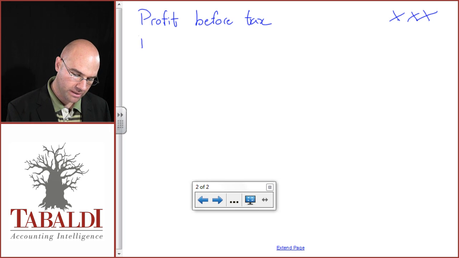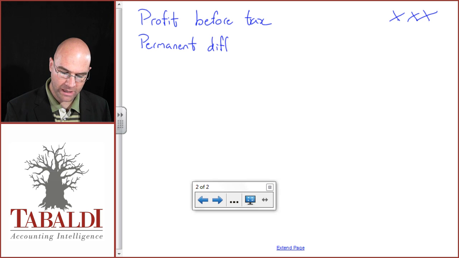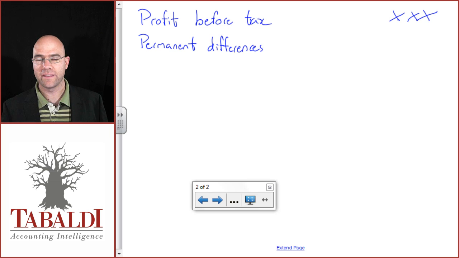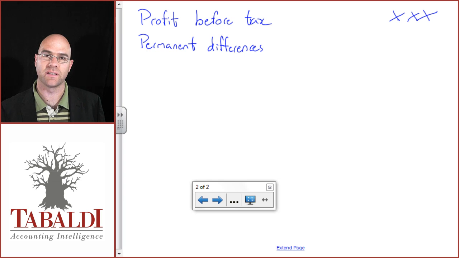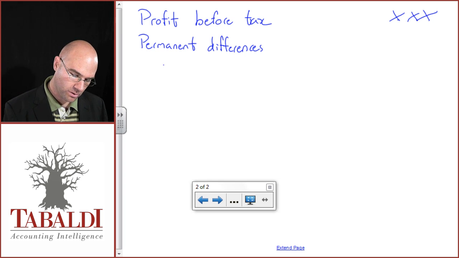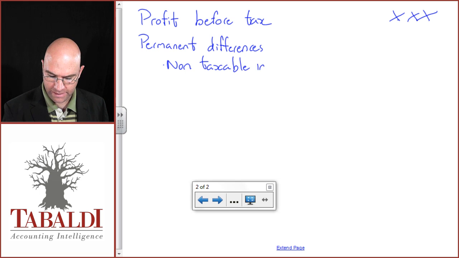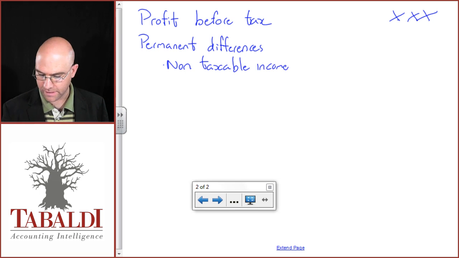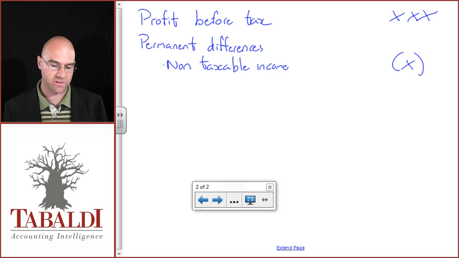So the first couple of things we will look at, we will call permanent differences. And these permanent differences will be items of income and expense that will either never be taxable in terms of income or never be deductible for tax purposes in terms of expenses. So the first one we'll reverse out is all non-taxable incomes. And some examples of those would be your dividend income, etc. So non-taxable income, I reverse out by deducting it, reversing it out of profit before tax.